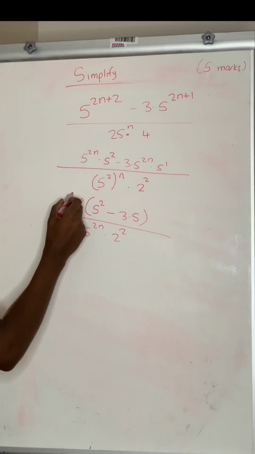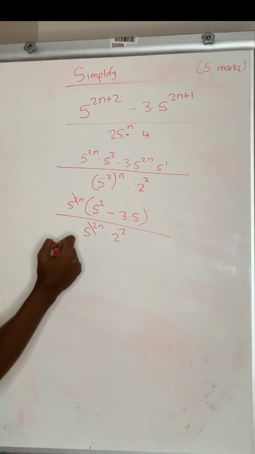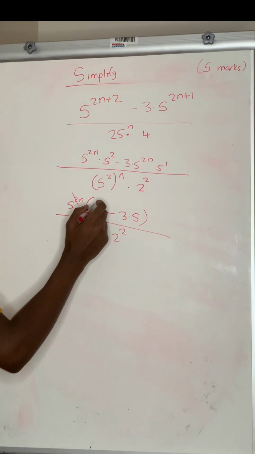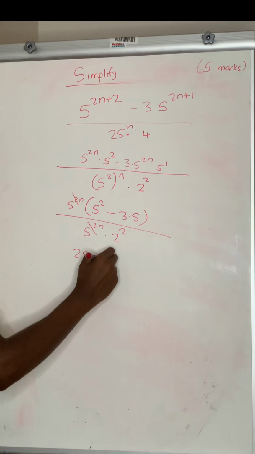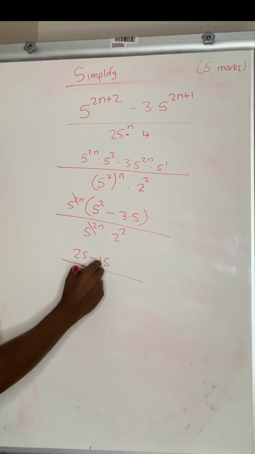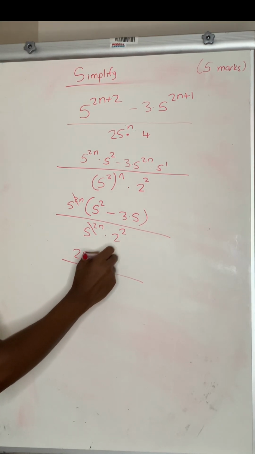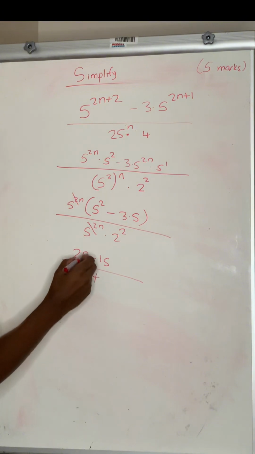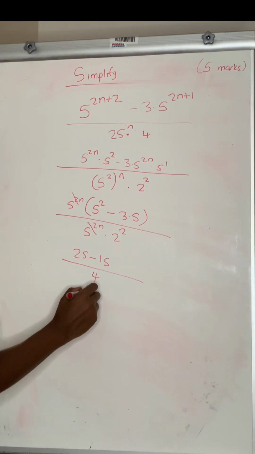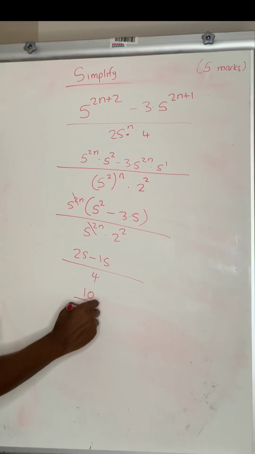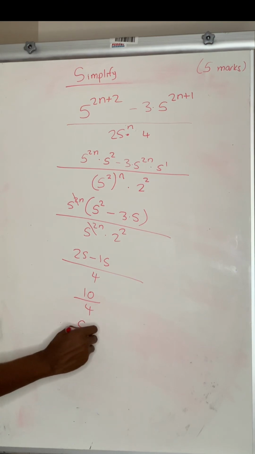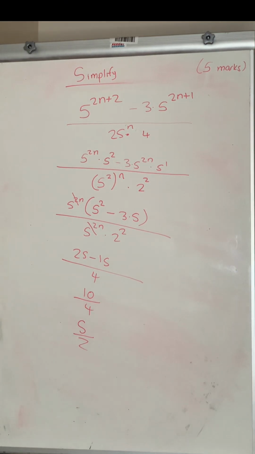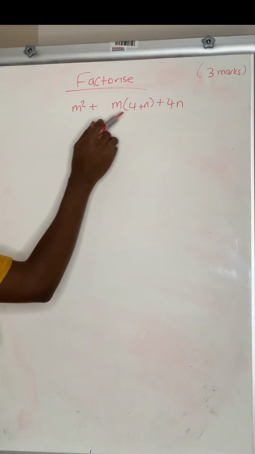And then these two are going to cancel each other out because they are exactly the same. And then 5 squared is 25 minus 3 times 5, which is 15. All of that is divided by 2 squared is still 4, okay? 25 minus 15, that is 10 divided by 4, and then 10 over 4 in its simplest form is simply 5 over 2. So let's try to factorize for 3 marks.